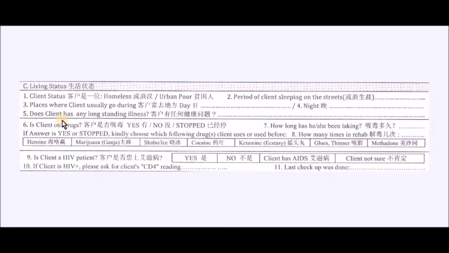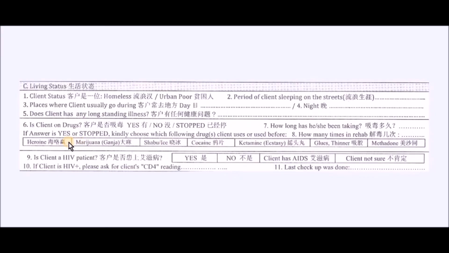Moving on, please find out whether the client is on drugs or not. When facing a Malay client, please substitute the word drugs or dadah with the word barang. For example, abang pernah main barang tak? If the client's response is yes or stopped, please indicate the drug that the client used in this list here. If the client mentions a drug name that is not in the list, you can write it down on this form.